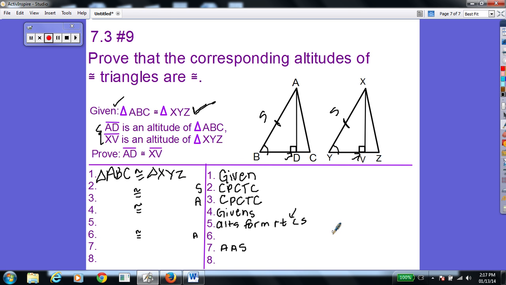Now, if you wanted to challenge yourself, maybe instead of proving ABD and XYV, you could try doing triangle ACD and XVZ, XZV, pardon me, and you could try proving that side to challenge yourself to make sure you really understand it.